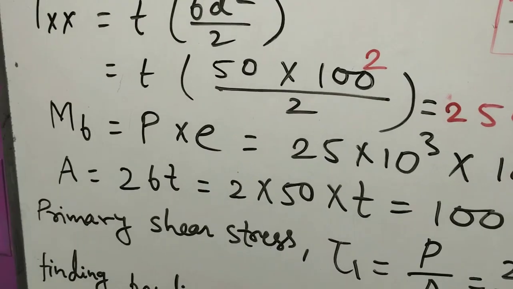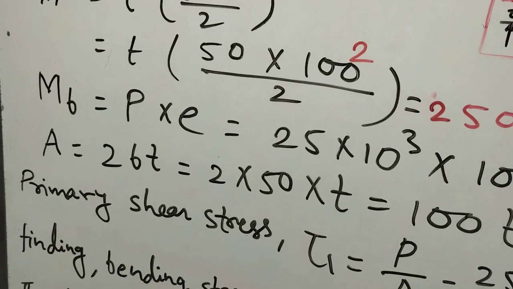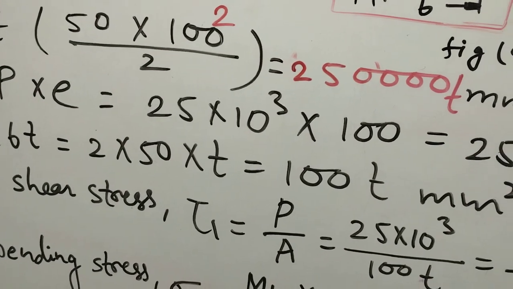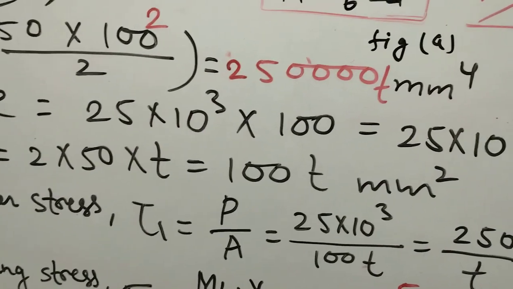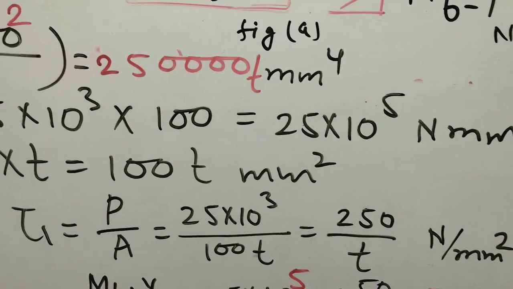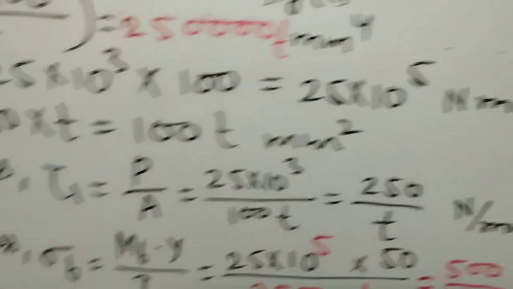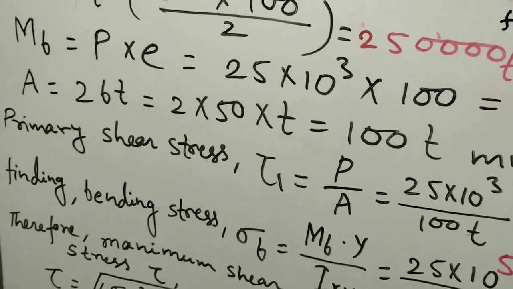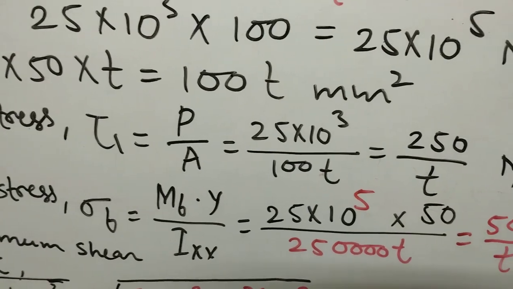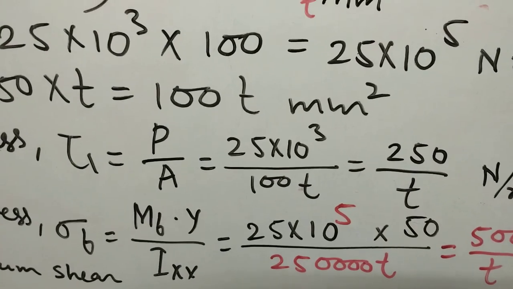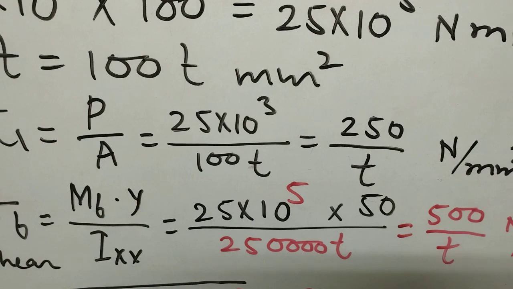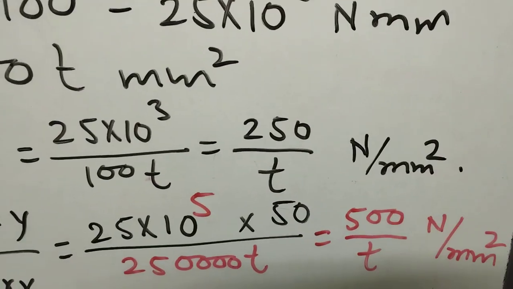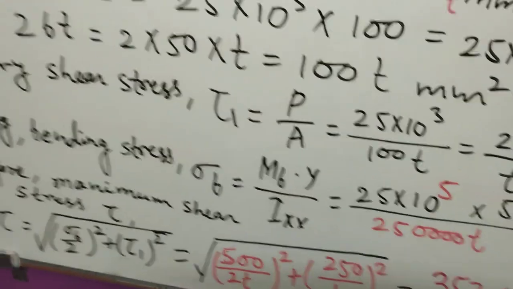Now the bending moment equals P into E, which is force into perpendicular distance. Therefore 25 into 10 to the cube into 100, this is 25 into 10 to the 5 Newton millimeter. Now we get the primary shear stress applying the formula tau equal to P by A, where area equals 100T and P equals 25 into 10 to the cube, divided by 100T, is equal to 250 divided by T Newton per millimeter square. This is the stress.